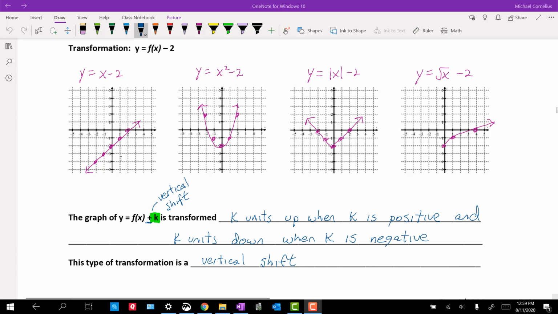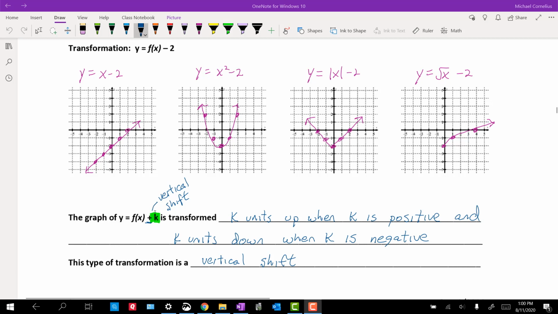Okay, so the graph of y equals x minus 2 has just dropped 2 units from the parent function. Remember, I didn't graph those here. The graph of y equals x squared minus 2 has dropped 2 units from the parent function. And again, you can always see those parent functions right up above. The graph of y equals the absolute value of x minus 2 has dropped 2 units, and the graph of the square root of x minus 2 has also just dropped straight down 2 units.